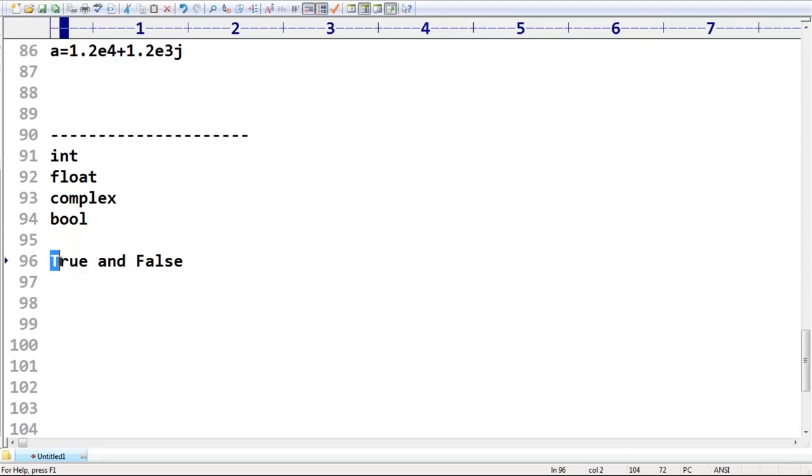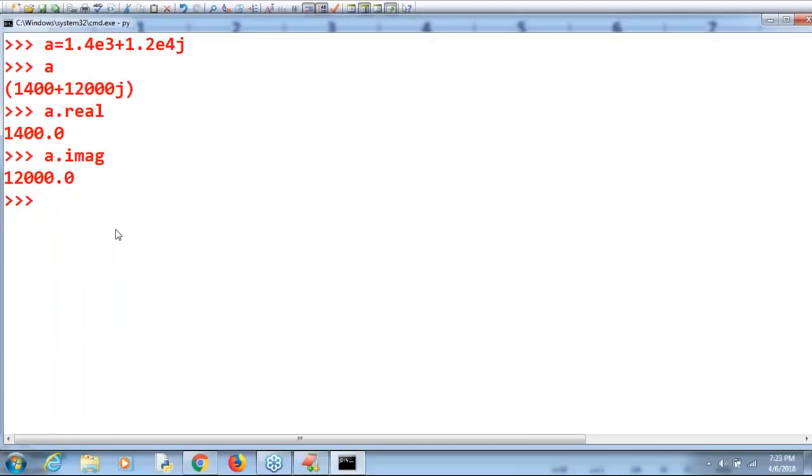But here, is it compulsory to be capital? Yes. In Java, true and false should be in lower case, but here there is a small difference you should be aware of. Now observe that b is equal to True. I'm taking b is equal to True. Now, what is the type of b? Bool type.